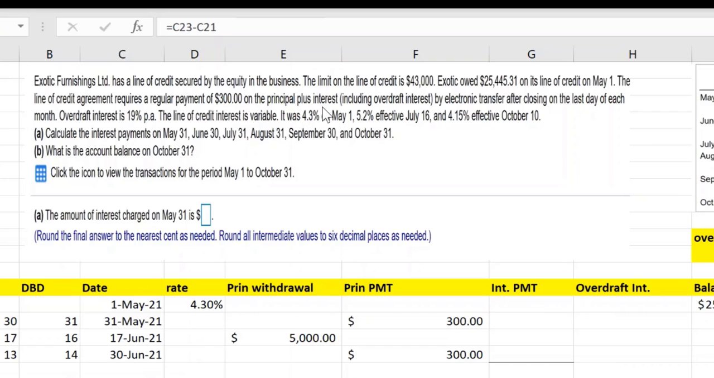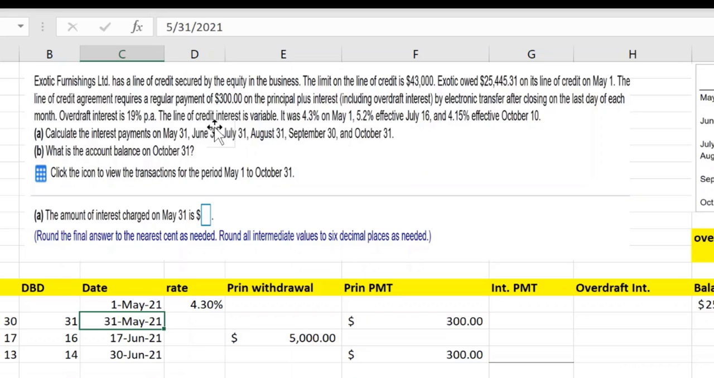You also have to pay the interest every month, including overdraft interest. So what you're paying is actually $300 plus any interest that has accrued, by electronic transfer after the closing on the last day of each month. So in other words, if the last day of the month is, for example, May 31st, you must count May 31st since the business day is over. So you must count that.